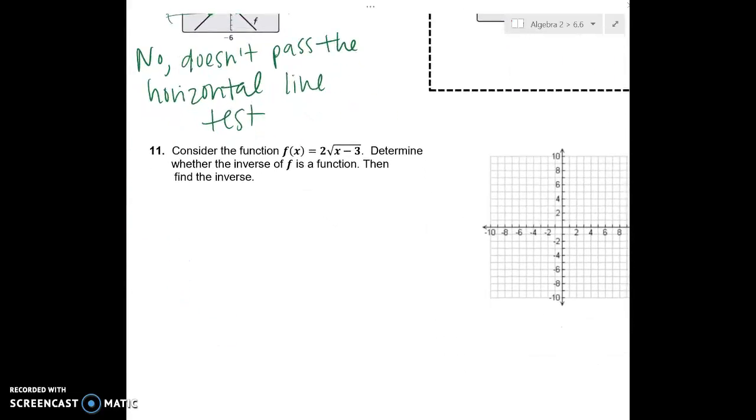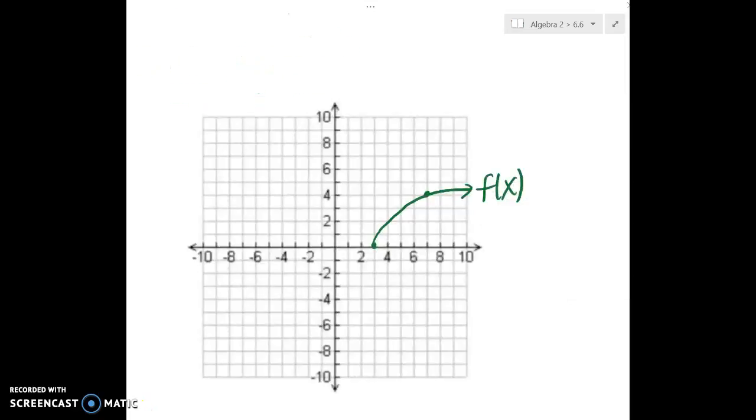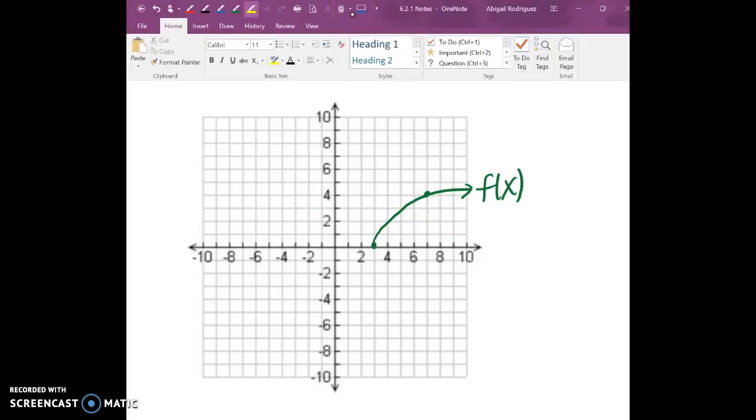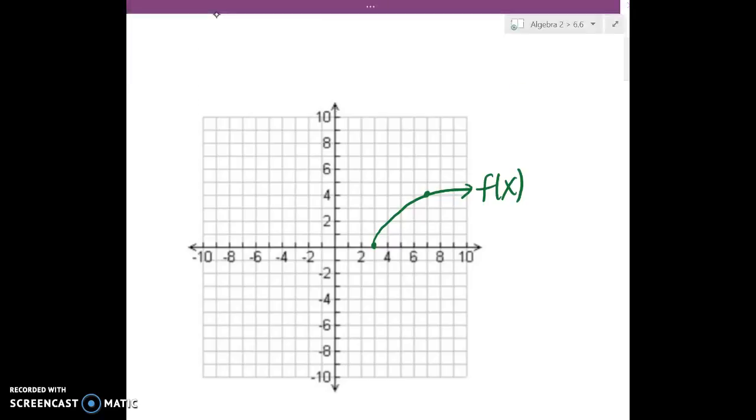It says consider the function, determine whether the inverse of f is going to be a function, then find the inverse. So I want to go ahead and graph this function, and then we can use the horizontal line test to determine whether or not the inverse is going to be a function. So here's our function, and if we draw that horizontal line, we can see that it only touches once. So the inverse of this function is going to be a function. Let's go ahead and solve for the inverse.